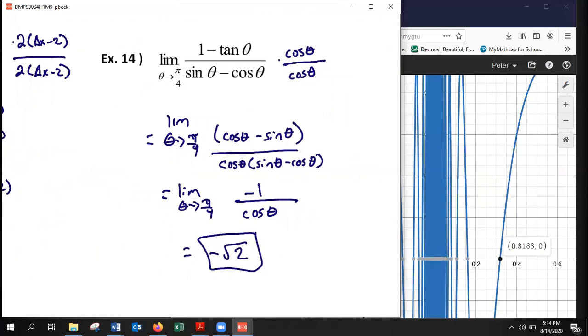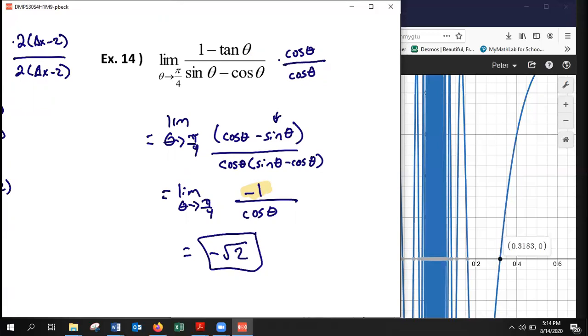On 14, this is just one strategy out of many. If I multiply by cosine over cosine, cosine times tangent is sine. So cosine times tangent ends up giving us this value of sine. So I end up with cosine minus sine over sine minus cosine, which once again reduces to -1. And when I say reduces, as theta approaches pi over 4, it is -1.